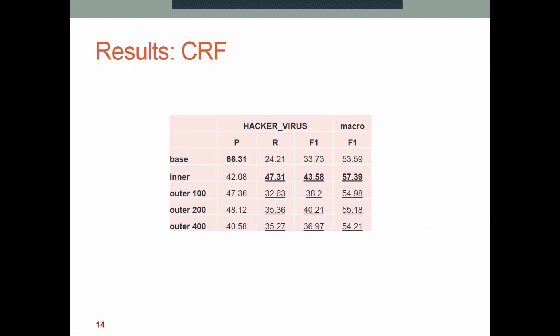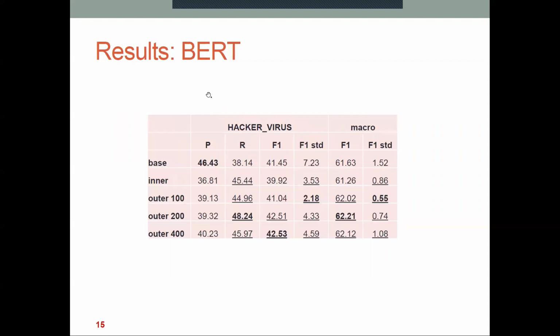We use different sizes for outer augmentation. It is 100 sentences, 200 sentences, 400 sentences. We tried more, but in cases with more sentences, the results are worse. And for CRF, we can see that the inner augmentation shows the best results with a good growth compared to the base one.